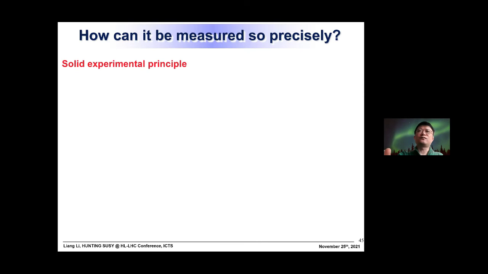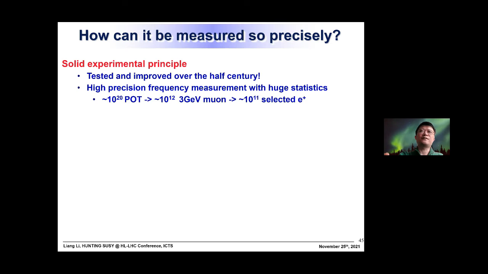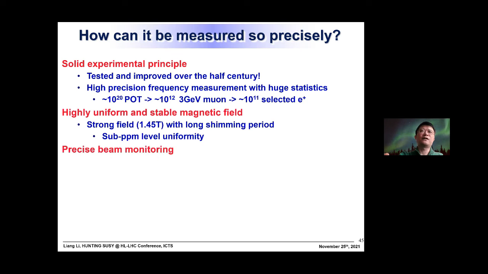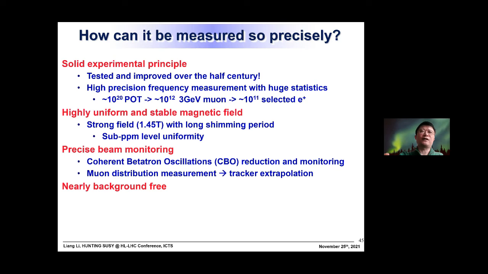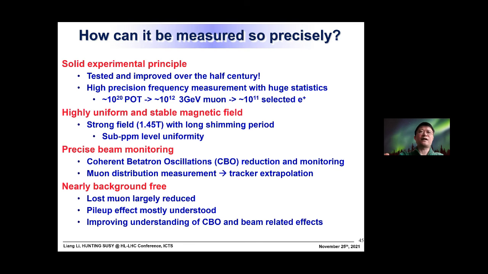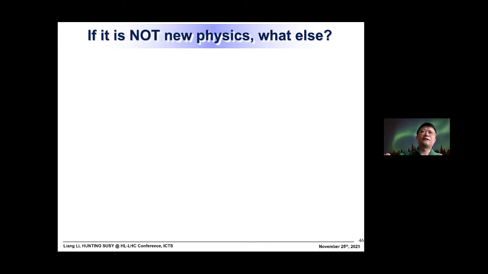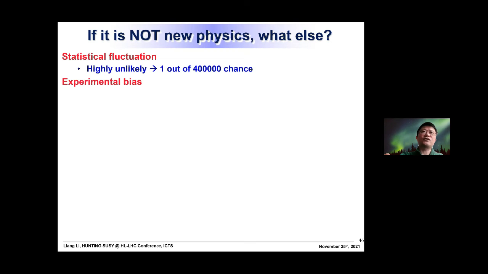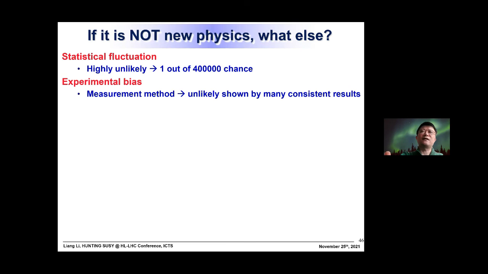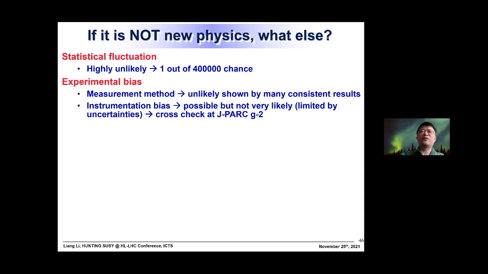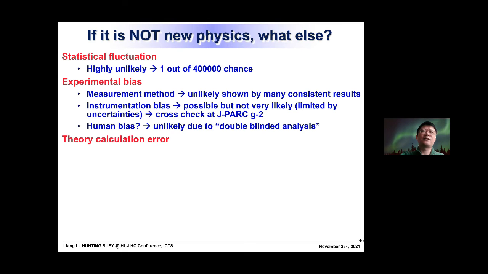Okay, so why can we measure so precisely, right? I'll just quickly go through this: we have large statistics, and we have a uniform stable magnetic field, and we have precision beam monitoring, and then we understand most of the background. Okay, if it's not physics, what else? Statistical fluctuation or experimental bias is unlikely because there are many consistency checks, right? And then we'll have an important cross-check at J-PARC g-2 in the next several years.